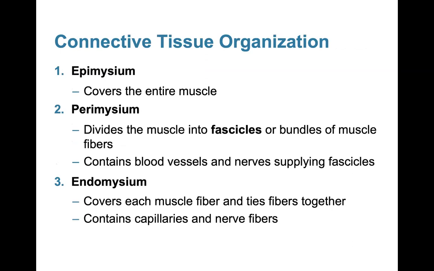When we look at the organization of skeletal muscle, we're going to have different layers. We'll have the epimysium, which covers the entire muscle, the perimysium divides the muscle into fascicles or bundles of muscle fibers, and it contains blood vessels and nerves that will supply the fascicles. And then the endomysium, this will cover each individual muscle fiber and ties the fibers together. And it contains capillaries and nerve fibers. And this is sort of a hierarchy where we're going from biggest down to smallest.